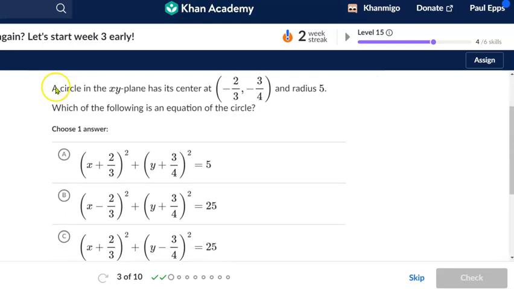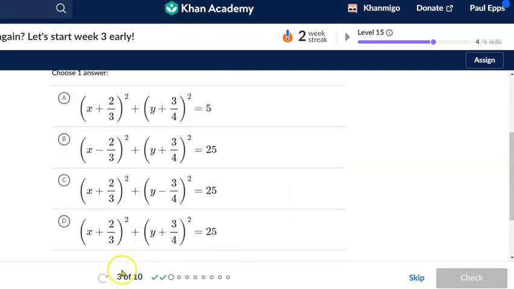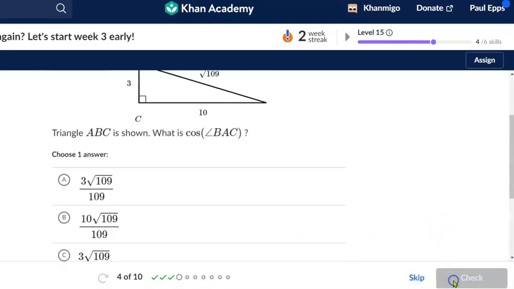X plus 2/3 squared plus y minus -3/4, so 3/4 squared equals 5. No, it doesn't equal 5. It's got to equal 25. So the equation actually looks like this: x minus -2/3 squared plus y minus -3/4 squared equals 25. And the answer is D.